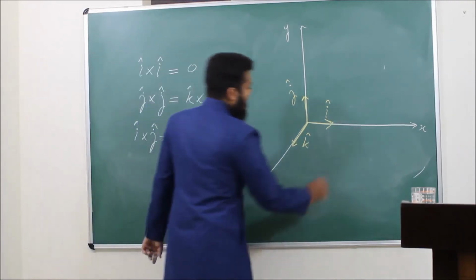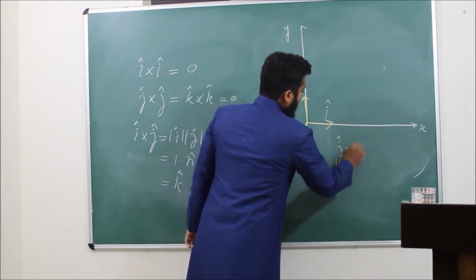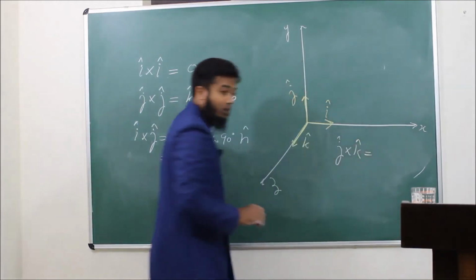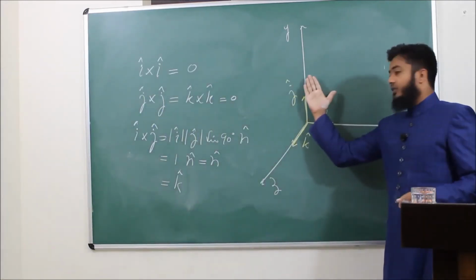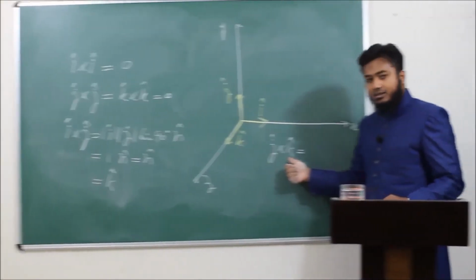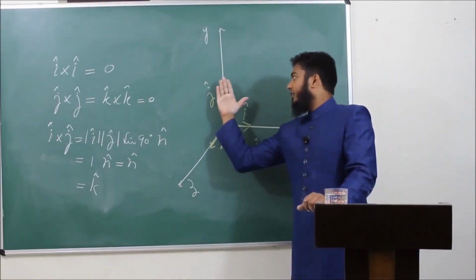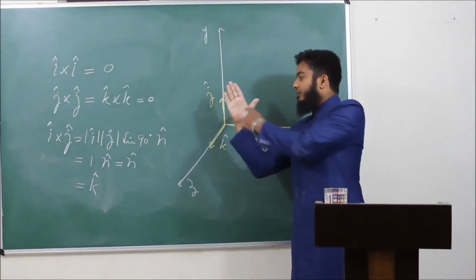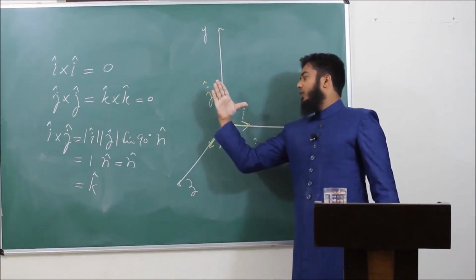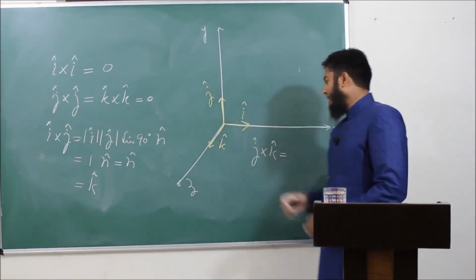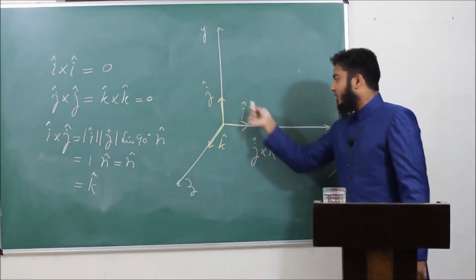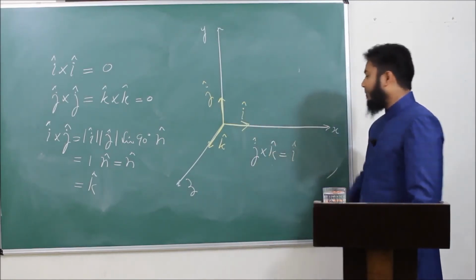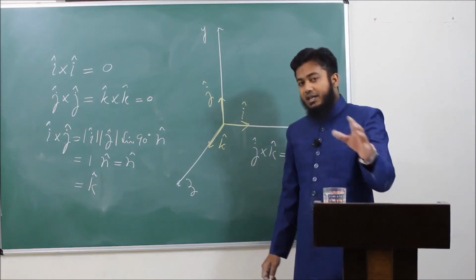What about J cross K? J cross K. J, y-axis. So keep your fingers along the y-axis, and K, z-axis outward. So fingers J, and palm K out of the board, then thumb is along the x-axis. That means J cross K is a unit vector along x-axis, which is what? I cap. So J cross K is I cap.